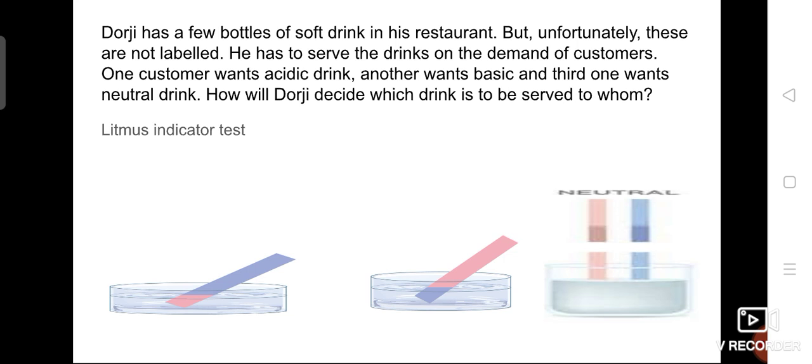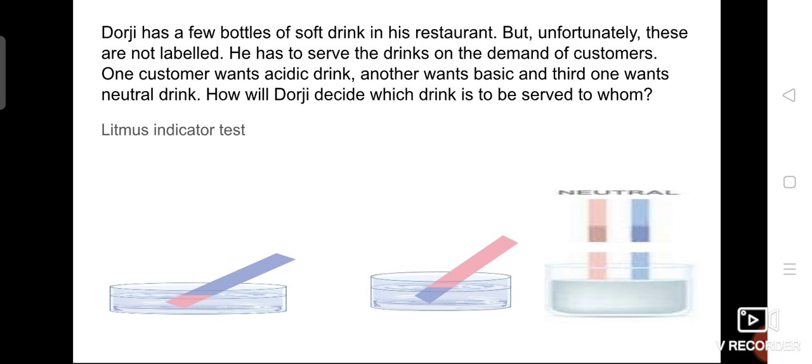So how will we identify? One thing, we can use the litmus test. Some small quantity of each soft drink is taken separately, and you can dip litmus paper in that soft drink, and with the help of the litmus test you can decide. For example, suppose a bottle of soft drink is there, but you don't know whether it is acidic, basic or neutral.